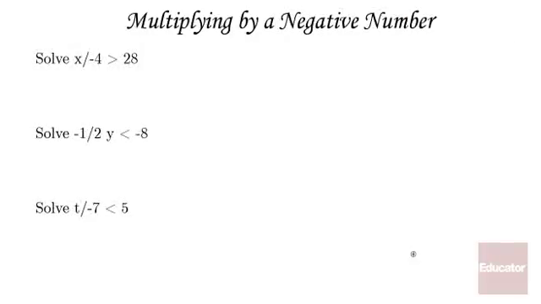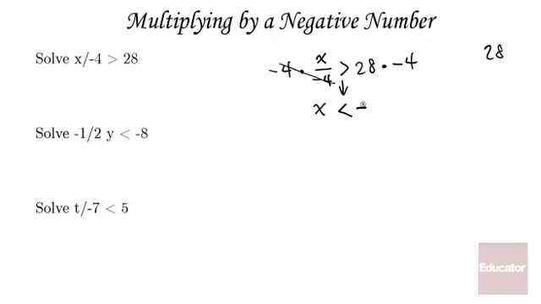All right, let's try multiplying by a negative number. X over negative 4 is greater than 28. The opposite of dividing by negative 4 is to multiply by negative 4. And remember we talked about that when multiplying or dividing by a negative, your inequality sign must be switched. I'm going to put my negative so I don't forget about it. 112. X is less than negative 112.